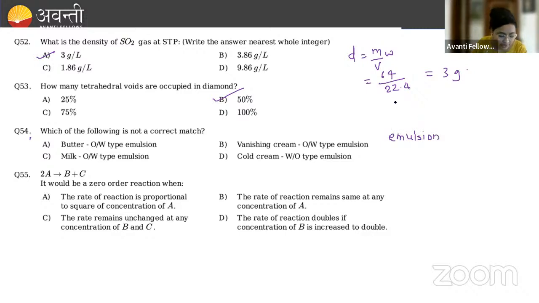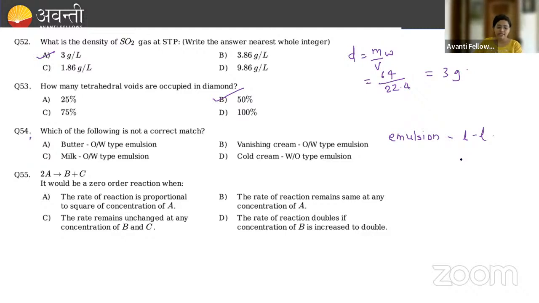Okay, so what is emulsion? Emulsions are liquid-liquid colloidal systems. It is a mixture of two immiscible or partially miscible liquids. When they are shaken together, a dispersion of one liquid in the other is obtained, which is known as an emulsion.